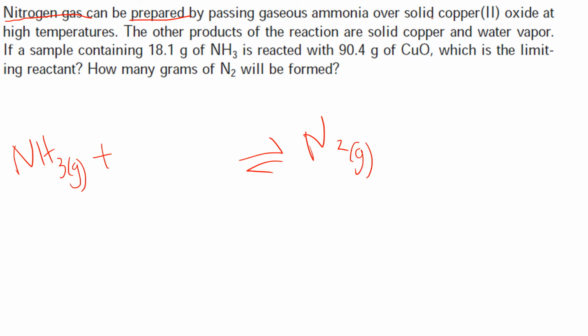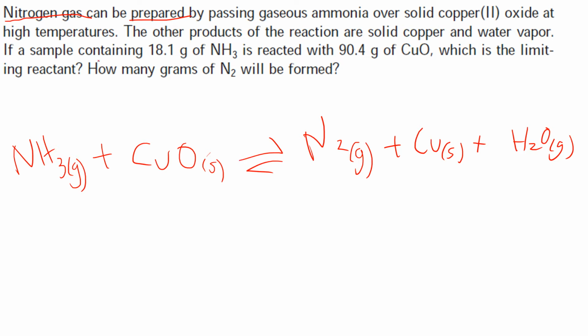Gaseous ammonia over solid copper oxide. So from our transition metal naming, we know this is CuO because copper has a 2+ charge. This is solid. The other products of the reaction are solid copper and water vapor. Water vapor is just water, but in a gaseous state. When you boil water, the steamy stuff that comes out is water vapor.